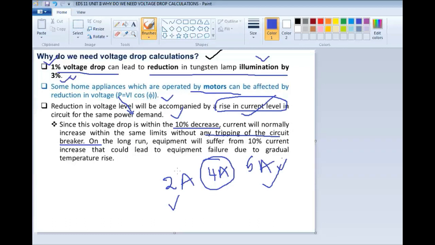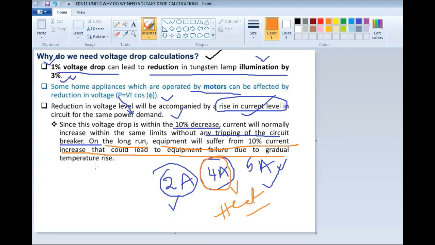But here, 2 amperes is the rated current, so this is what we have to maintain. But here, for a long time, 4 amperes will flow. Because of this more current for so much time, heat will be developed. In the long run, the equipment will suffer from a 10% current increase that could lead to equipment failure due to the gradual temperature rise. Gradual temperature rise for so much time, then automatically the equipment will fail.